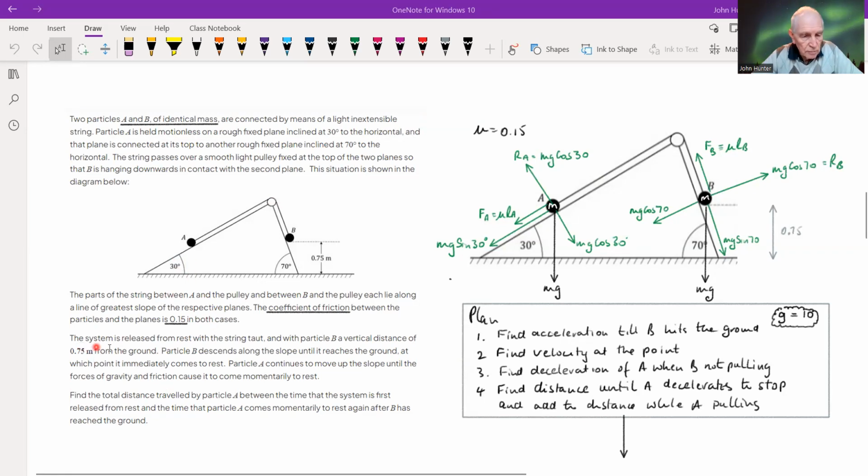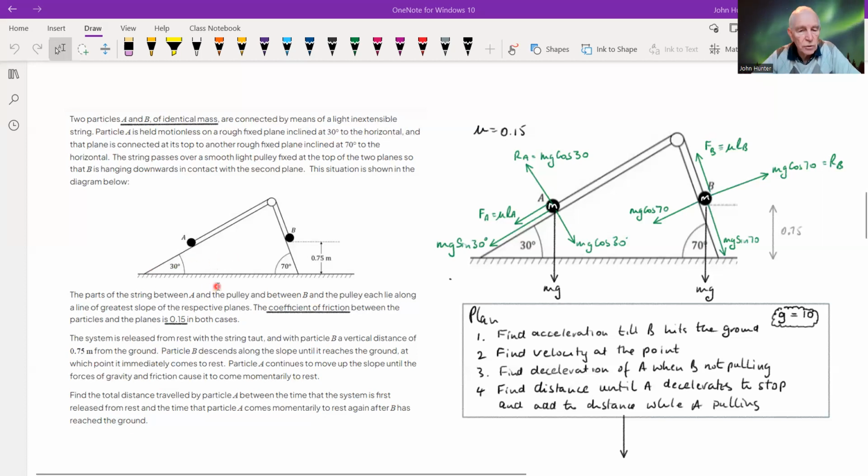Okay, so what happens? The system is released from rest with the string taut and with particle B a vertical distance of 0.75 meters from the ground. Particle B descends along the rope until it reaches the ground, at which point it immediately comes to rest. Particle A continues to move up the slope until the forces of gravity and friction cause it to come to rest. It says momentarily, but we're only interested in that point in time. Find the total distance traveled by particle A between the time that the system is first released and the time that particle A momentarily comes to rest after B has reached the ground.